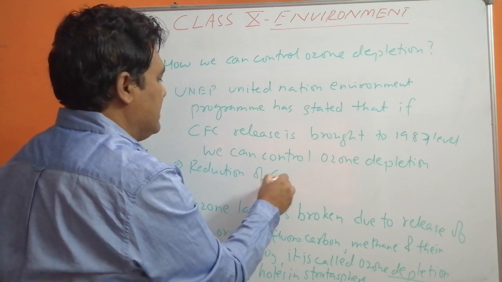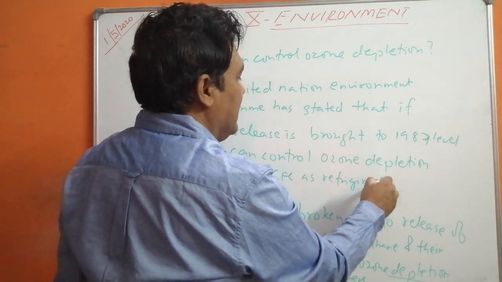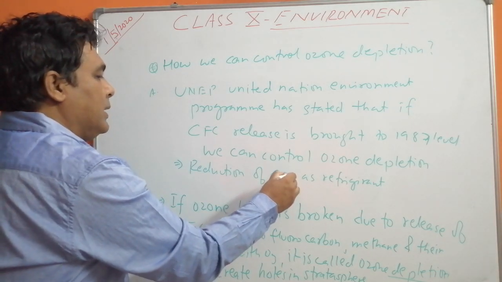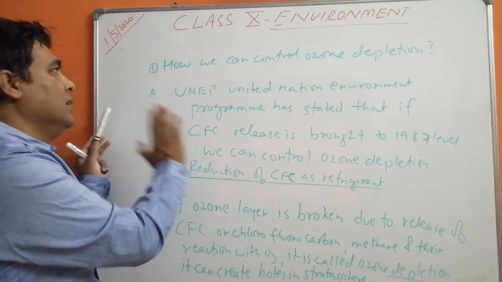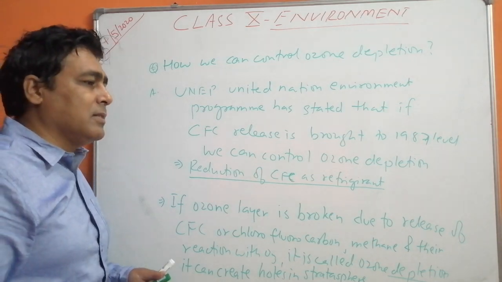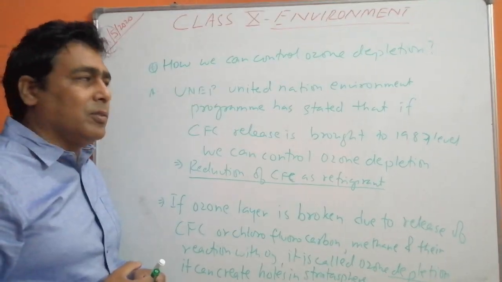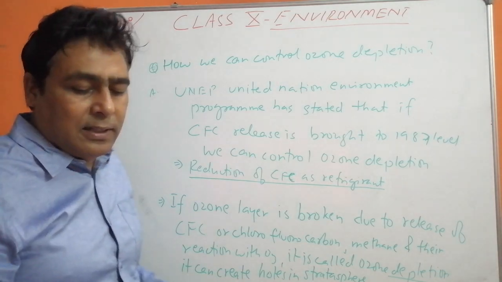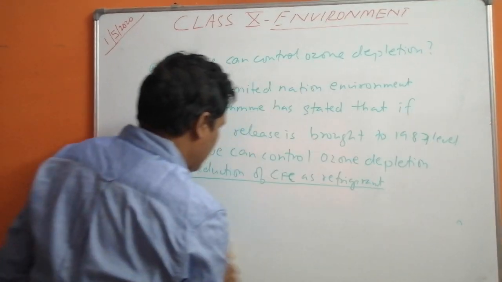So it is reduction of CFC as refrigerant and other uses, or altogether stopping the use of it as refrigerant. So this may control ozone depletion, because man has to keep the resources for future use, so there is no other way. Refrigerants have to be there, but we need some compatible refrigerants. We discussed ozone depletion, so it ends here.